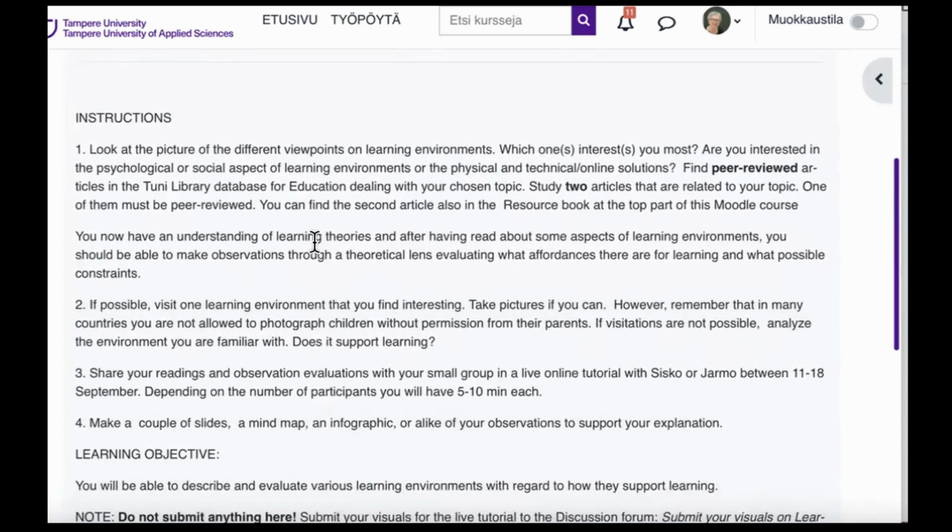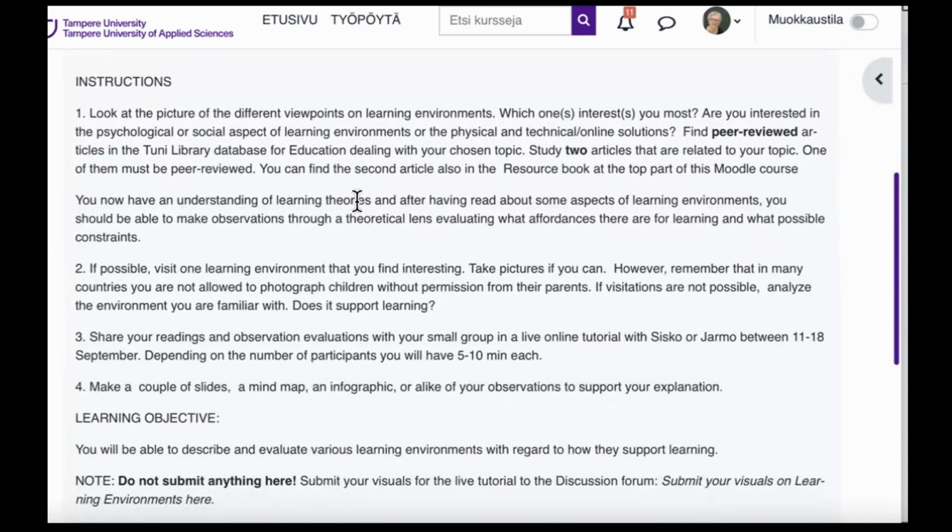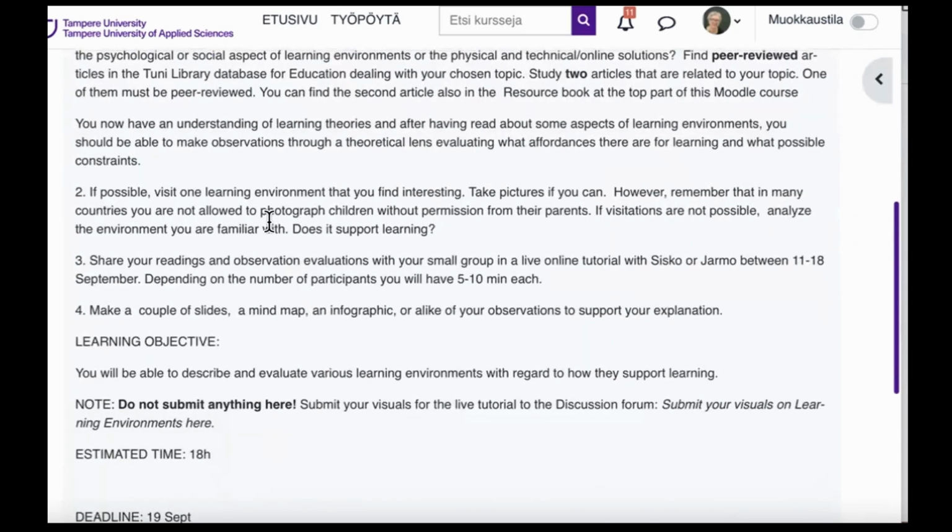If we look at them quickly, one of them needs to be peer-reviewed articles about learning environments, once they have decided what aspect of learning environments they are interested in: pedagogical, technological, social, or whatever. And then since they now understand the learning theories, they can analyze the learning environments through this theoretical lens, reading more about them as well. Before, we asked them to visit different learning environments, but now they analyze their own learning environment where they are teaching or learning, based on these theories.